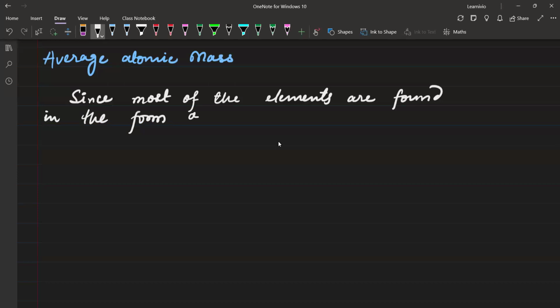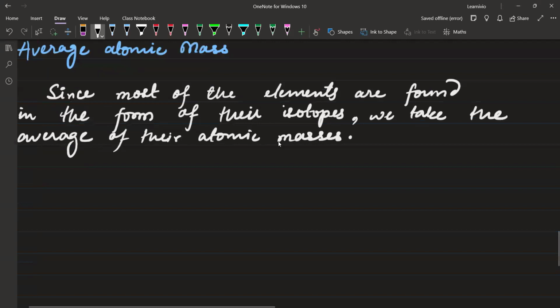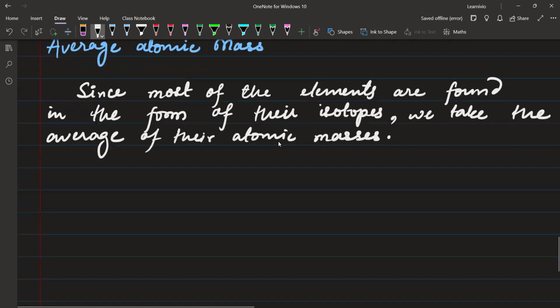Now, how do we take the average of their atomic masses? We have a formula that is known as average atomic mass. What is average atomic mass? The atomic weight of the first isotope multiplied by its relative abundance plus atomic weight of the second isotope multiplied by its relative abundance plus atomic weight of the next isotope multiplied by its relative abundance, and so on. Now, if I have only two isotopes, I will use the formula till AW2 into RA2.